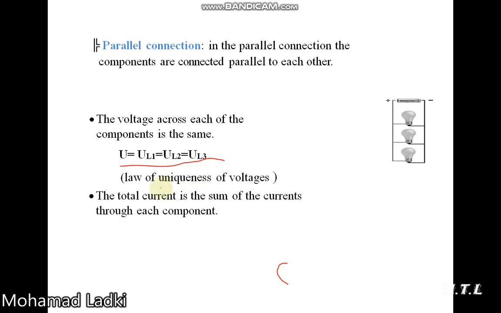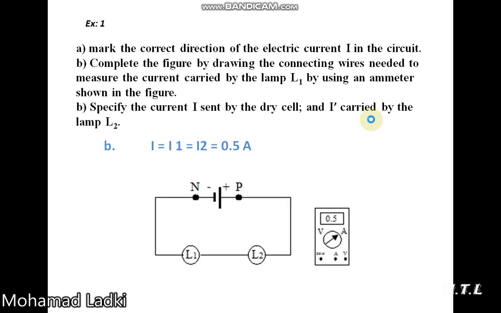For the electric current, the total current is the sum of the currents through each component, which means that I equals I1 plus I2 plus I3. This is the law of addition of currents in a parallel circuit. It means in parallel the voltage is the same across each lamp if they are connected in parallel, and the electric current I is divided among the lamps. So the current divides if they are in parallel, and the voltage is equal for all of them.